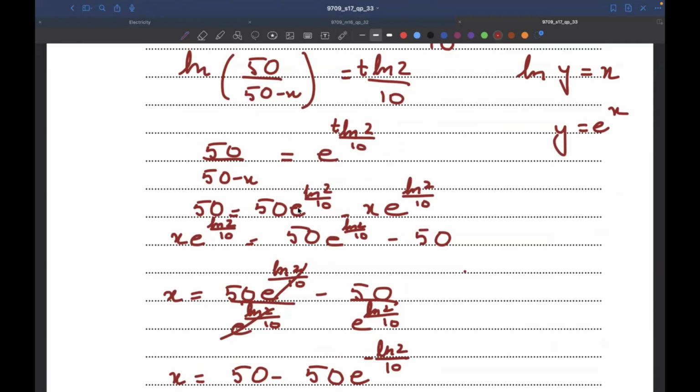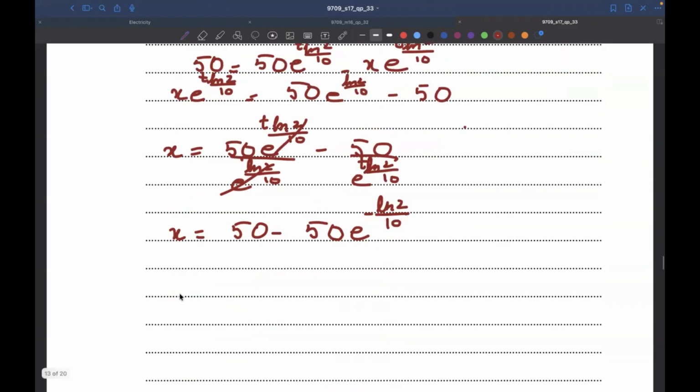So if we cross multiply, this will have a t over here, this will have a t over here as well. And when we divide it, this will also have a t over here, and this will also have a t over here. So this will cancel out and we'll have t over here. So we just correct it and write our answer as 50 minus 50 e to the power minus t ln of 2 upon 10. And this will be the final answer.